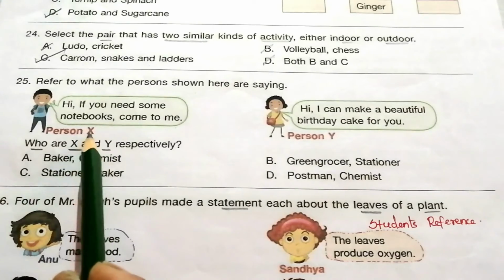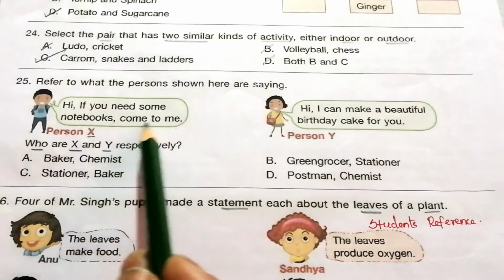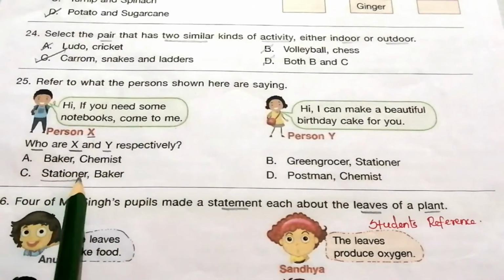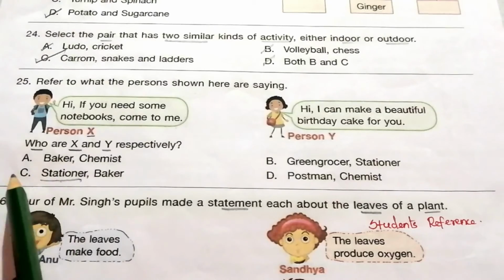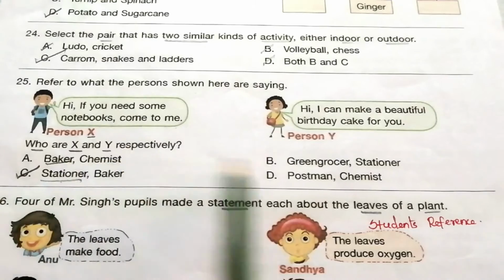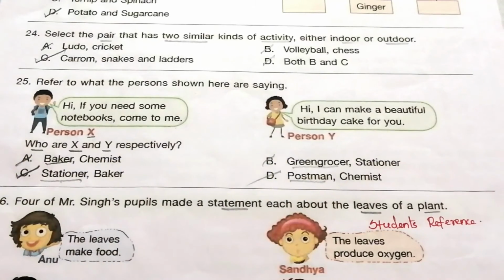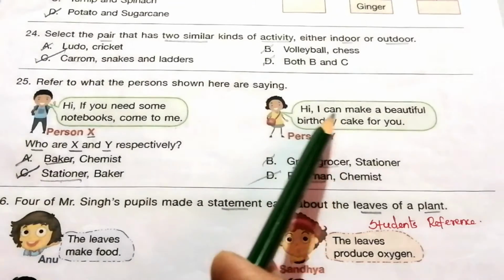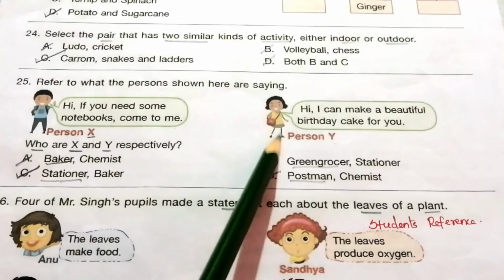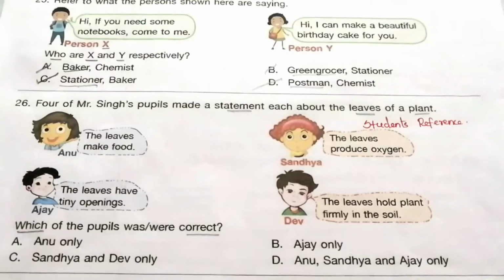First, we will find the answer for person X. If you need some notebooks, come to me. So he is a stationer. So the answer is C. In other options, stationer is not given. So other three options are wrong. And person Y is, I can make a beautiful birthday cake for you. So she is a baker. So answer C is correct.